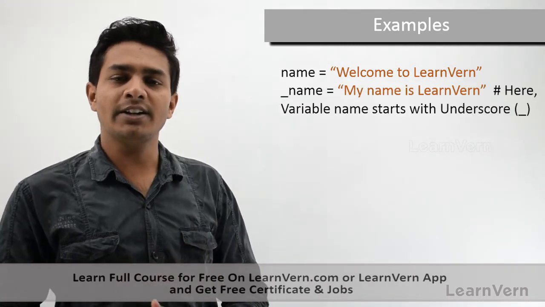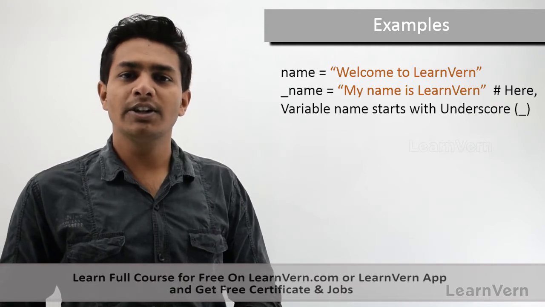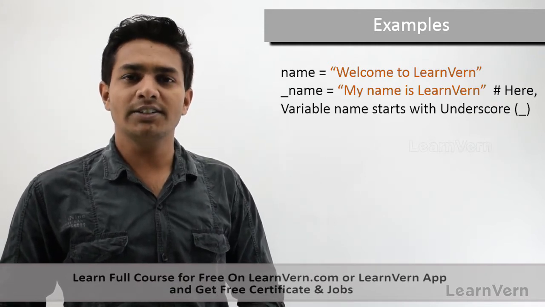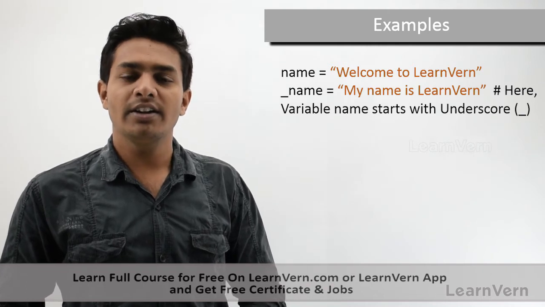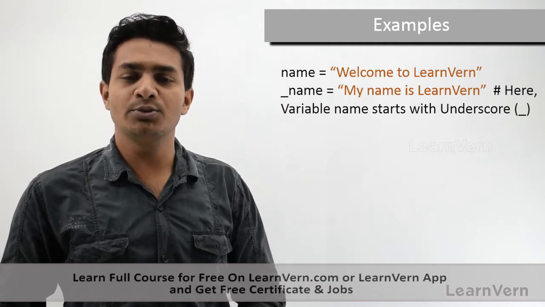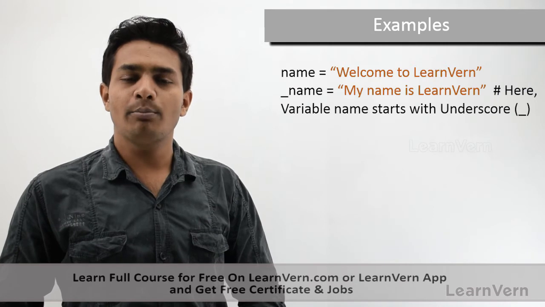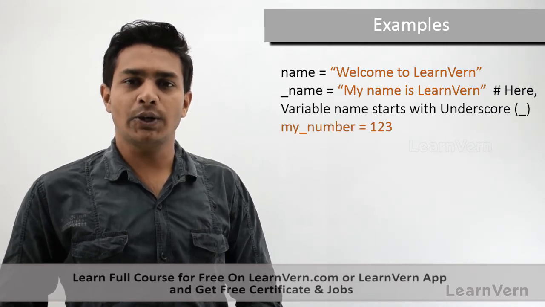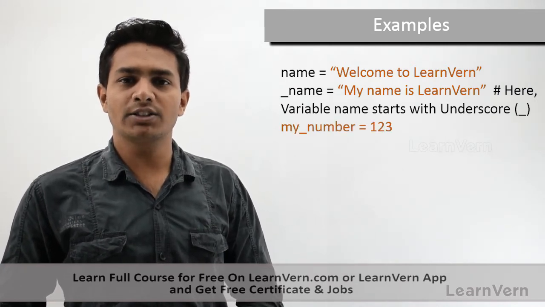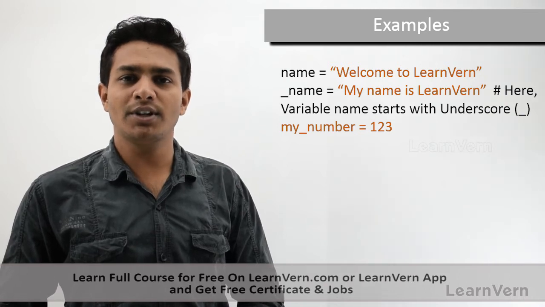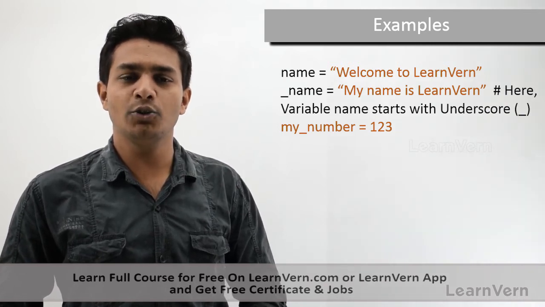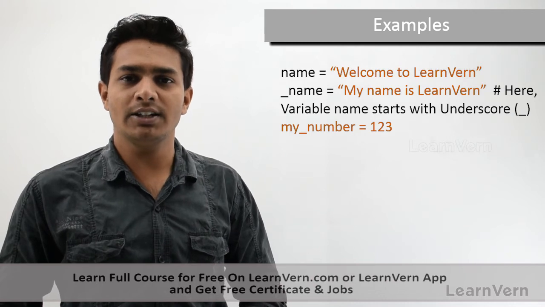Here my second local variable starts with underscore, that is _name, and I have assigned a string value to my variable, that is "my name is Learn One". The third variable is my_name, and I have initialized that variable with a numeric value 123.